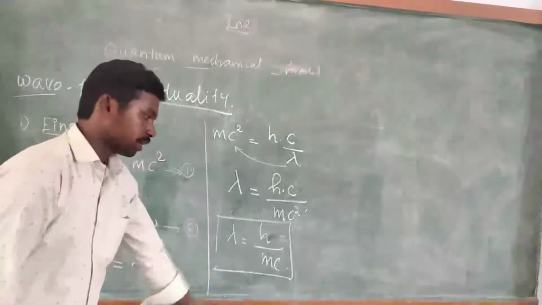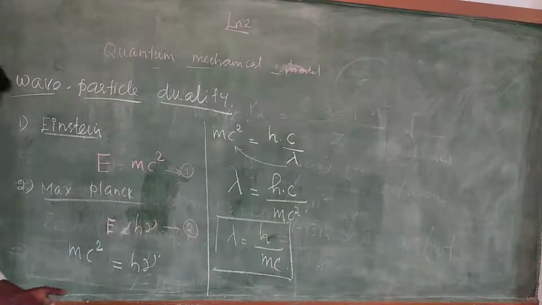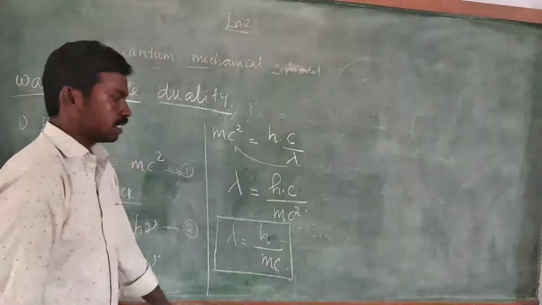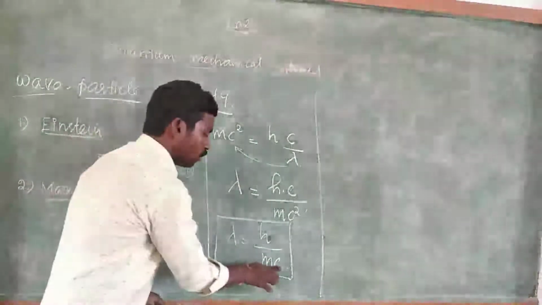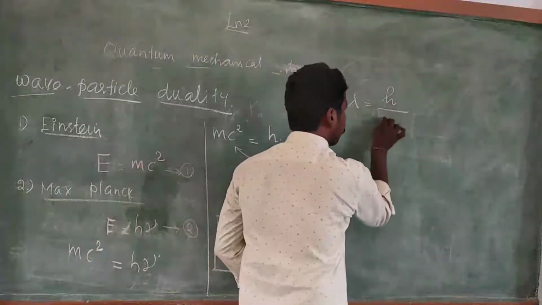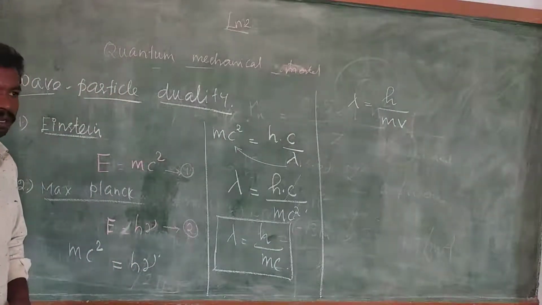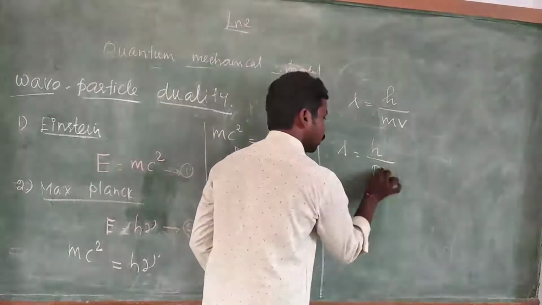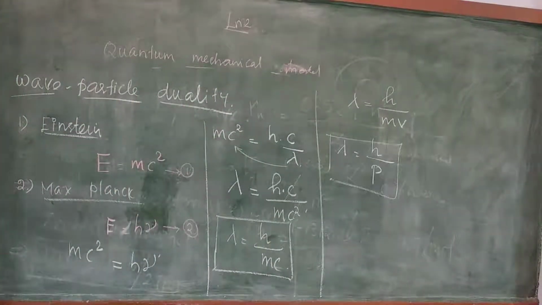Lambda is equal to h by mc, and almost we have derived the de Broglie equation. This is the de Broglie relation. Lambda is equal to h by mc for light particles, because c is the velocity of light. When we study any material particle, this c can be replaced by v, the velocity of the material particle. So lambda is equal to h by mv. And students, we know that mass into velocity is equal to momentum. So lambda is equal to h divided by p, where p is the momentum of the particle. This is the de Broglie relation.